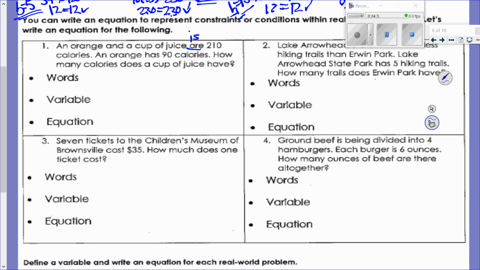So in this case, I've got an orange and a cup of juice are 210 calories. An orange has 90 calories. How many calories does a cup of juice have? So in words, what are we trying to find? How many calories the juice has, right?